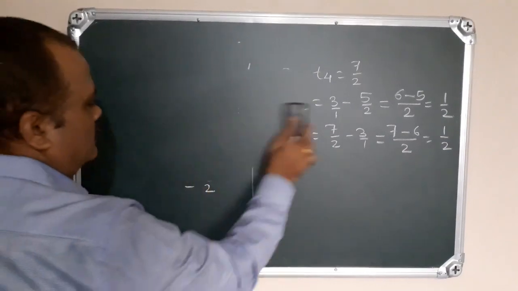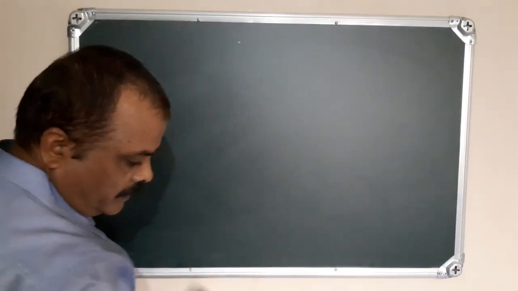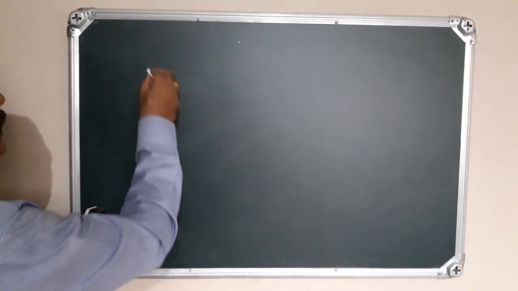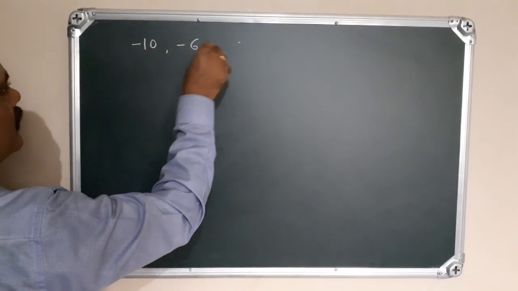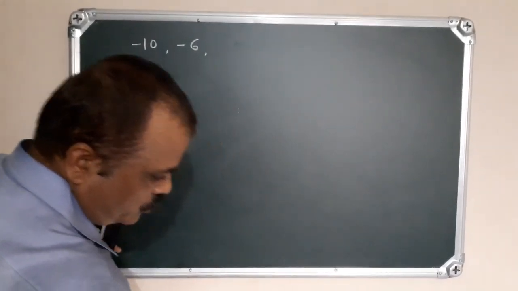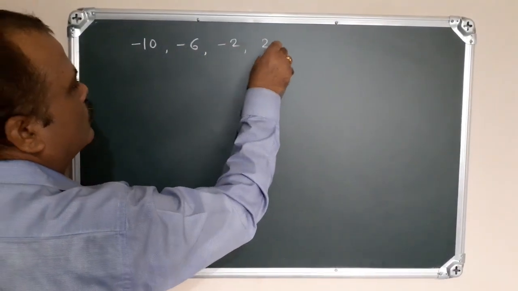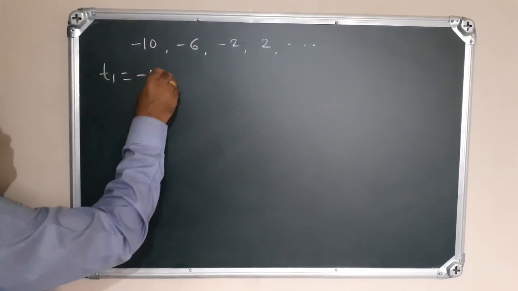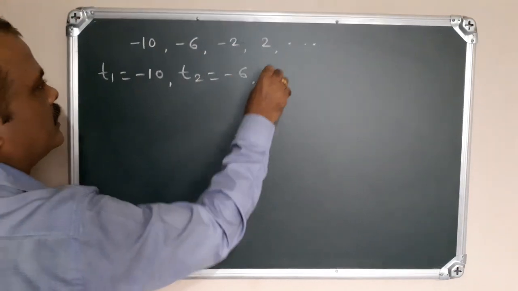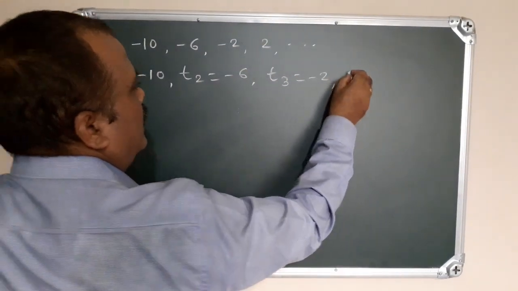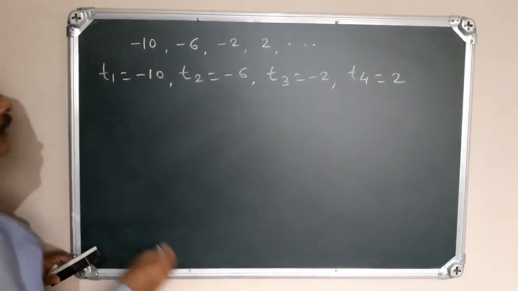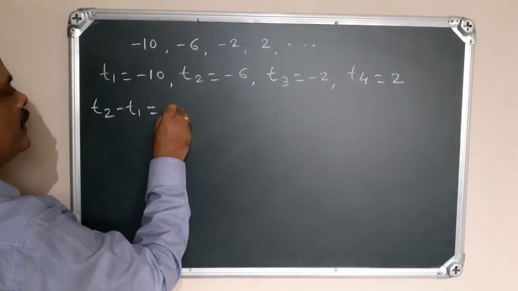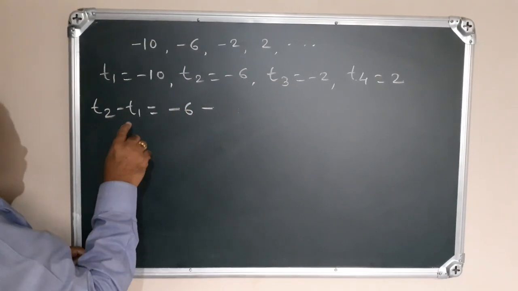So, like this, you have to determine that. If we take another example, suppose minus 10, minus 6, then minus 2, 2, and so on. So this is the sequence. So here T1 is equal to minus 10, T2 is equal to minus 6, T3 is equal to minus 2, and T4 is equal to 2. So first calculate T2 minus T1. So what is the value of T2? That is minus 6. Minus T1.